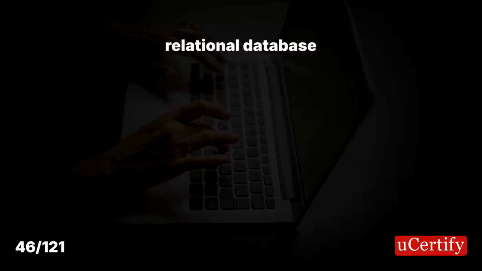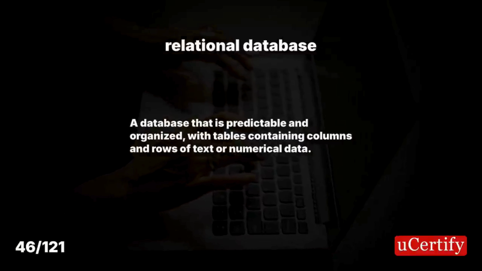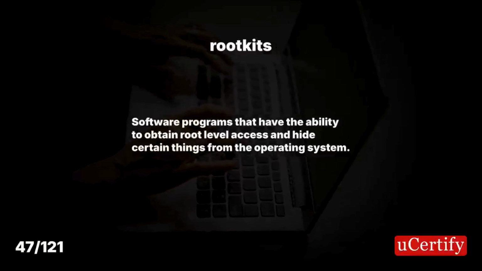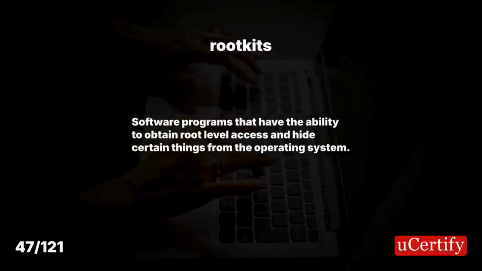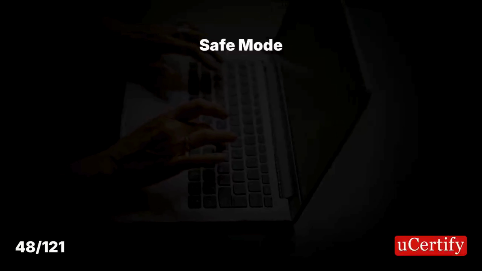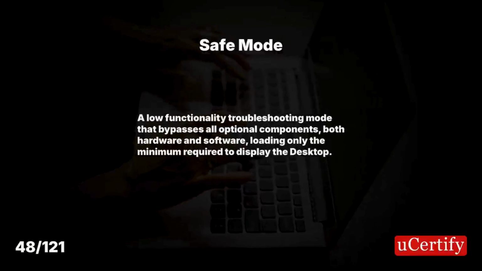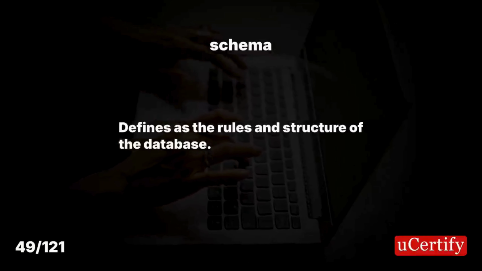Term: relational database. Definition: a database that is predictable and organized, with tables containing columns and rows of text or numerical data. Term: rootkits. Definition: software programs that have the ability to obtain root-level access and hide certain things from the operating system. Safe mode. A low-functionality troubleshooting mode that bypasses all optional components, both hardware and software, loading only the minimum required to display the desktop. Term: schema. Definition: defines the rules and structure of the database.